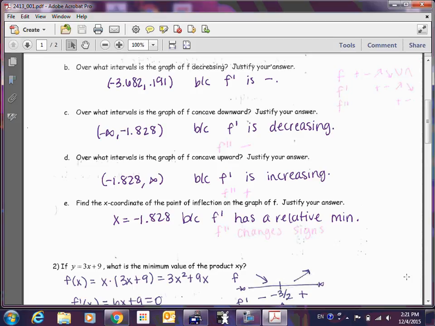So there's several different ways that you could have done this. I'm just kind of showing you where your calculator could make doing a problem like this easier.